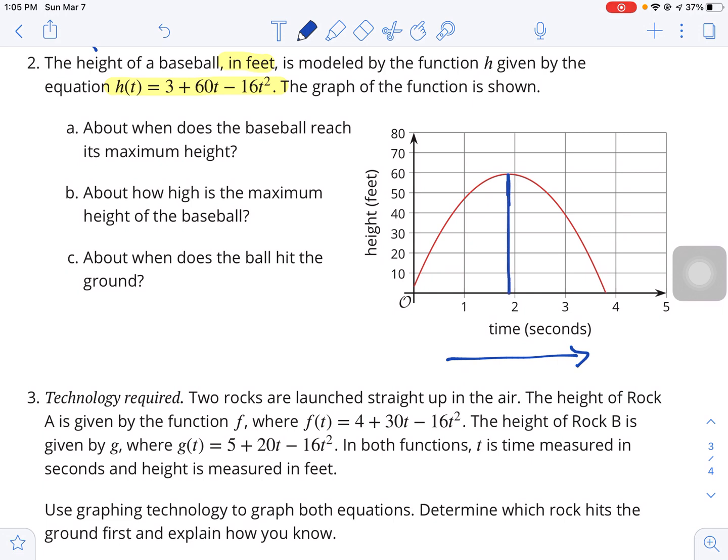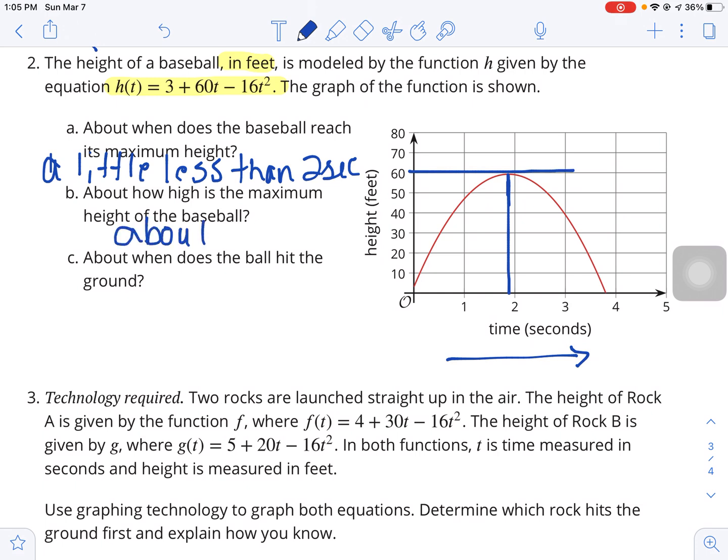So I'd say a little less than 2 seconds is when it reaches its maximum height. And about how high is the maximum height? Well, it looks like it's about 60 feet. So we could say about 60 feet.